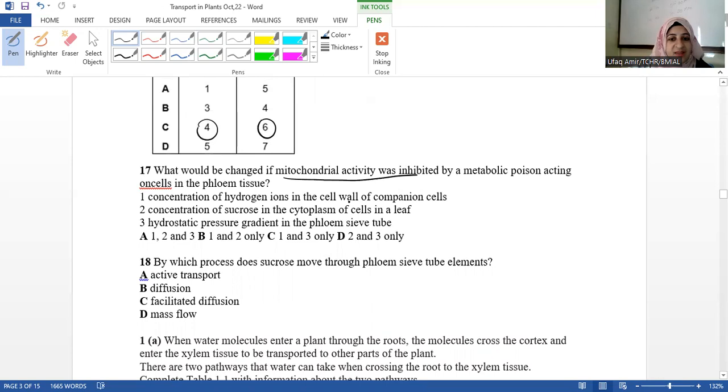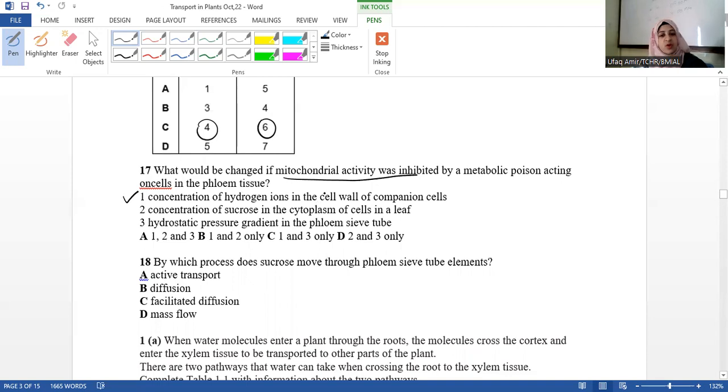Concentration of hydrogen ions in the cell wall of the companion cell would be changed. It's going to be changed because proton pumps are not going to work, and there will be minimum hydrogen ions in the cell wall, as no hydrogen ions are going to be pumped out into the cell wall. So the concentration of hydrogen ions will change in the cell wall. It will decrease drastically.